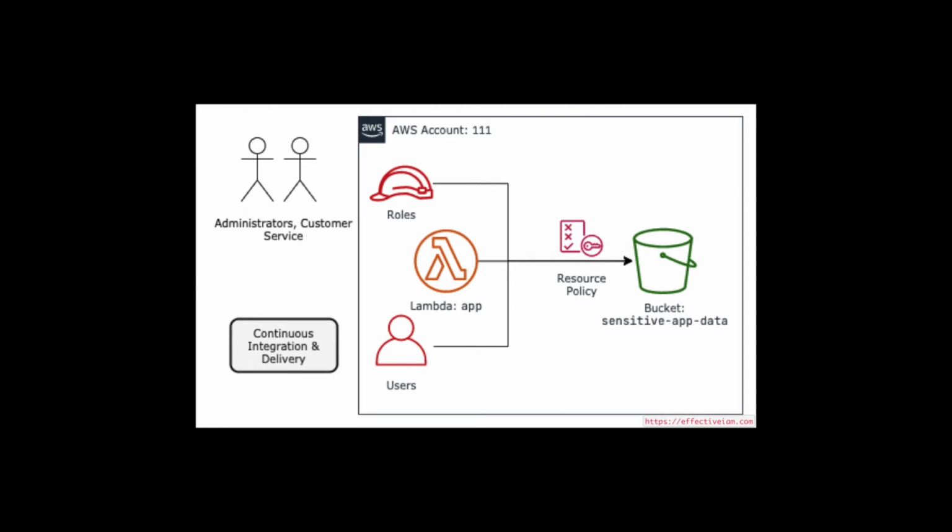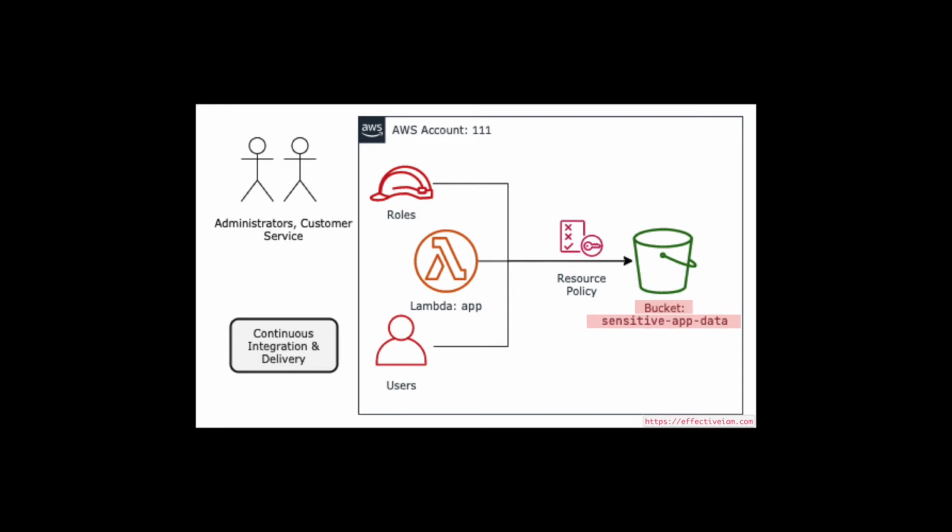Suppose we have a simple application deployed entirely in AWS. And let's suppose the application does the following. It deploys to AWS using an automated delivery pipeline. It runs on AWS Lambda using the app IAM role. It's supported by a customer service team, and it stores data in the sensitive app data bucket.